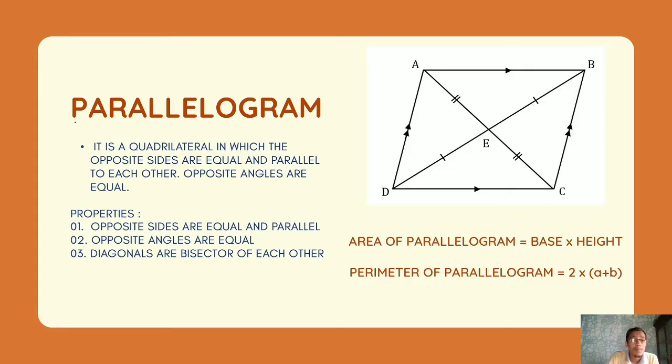Now next quadrilateral is parallelogram. The definition is, it is a quadrilateral in which the opposite sides are equal and parallel to each other. So these opposite sides of this particular quadrilateral are parallel and equal to each other. And opposite angles, that is angle A and angle C, and angle D and angle B, these pairs of opposite angles are equal to each other. So such type of quadrilateral is called a parallelogram.